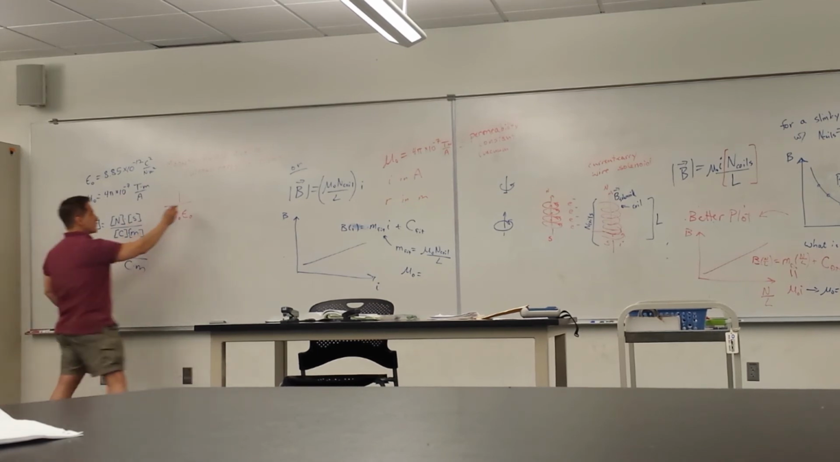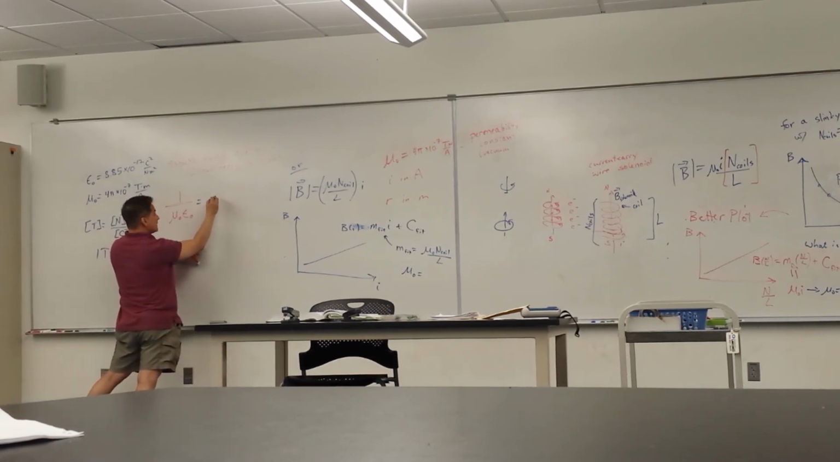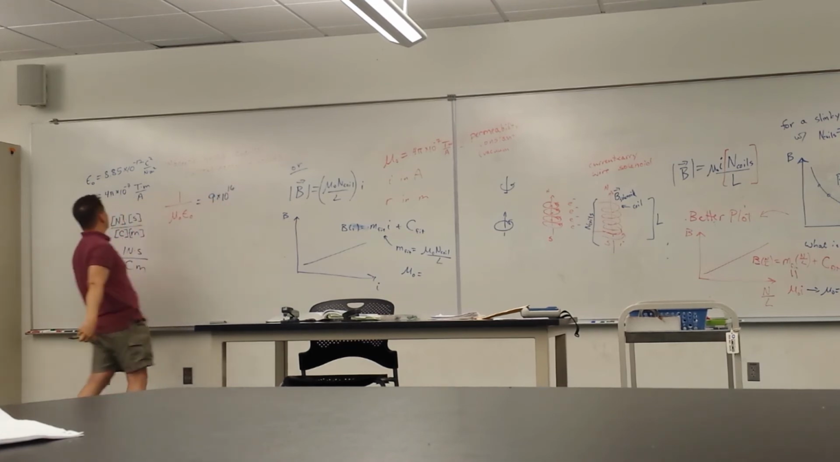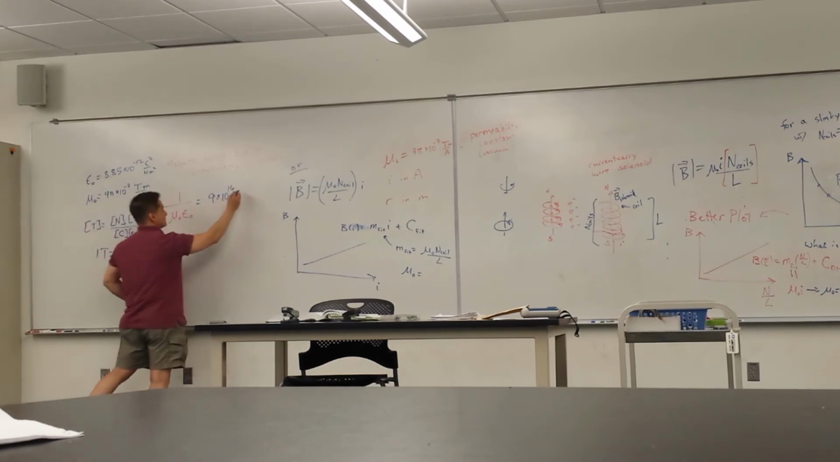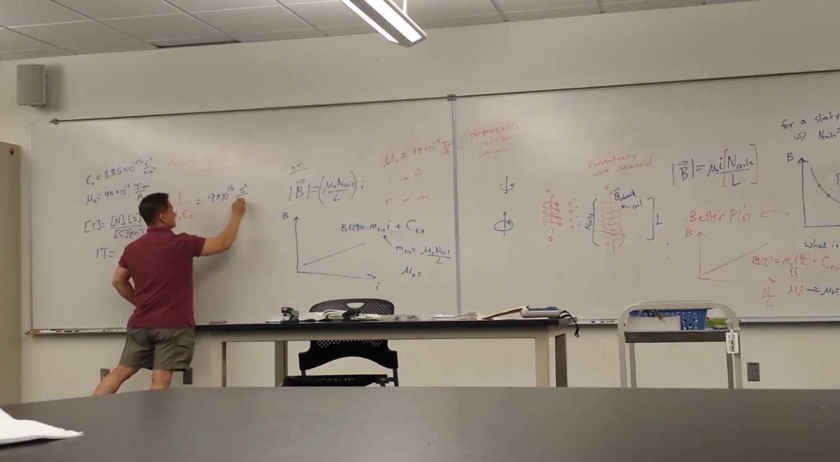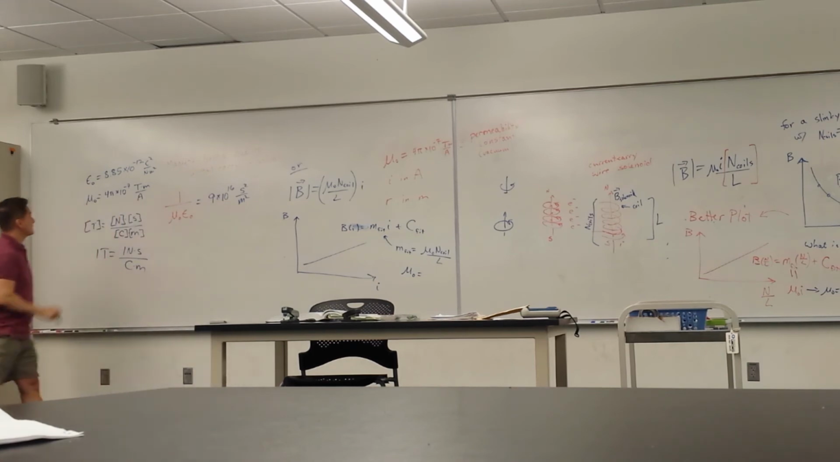When you do this calculation, what do you get for a number? About 9 times 10 to the 16. And what are the units? If you put all these units together, what do you get? Seconds squared per meter squared, right?